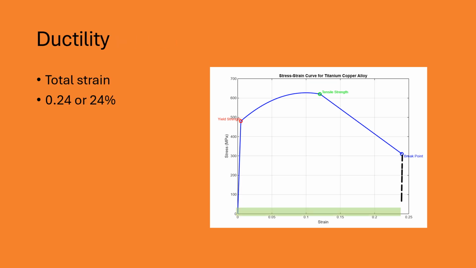Ductility for this alloy is seen to be 0.24 or 24%. This is the total strain up until the break point. As you can see with this alloy, it has much less ductility compared to the metals. This is also a common theme among alloys.